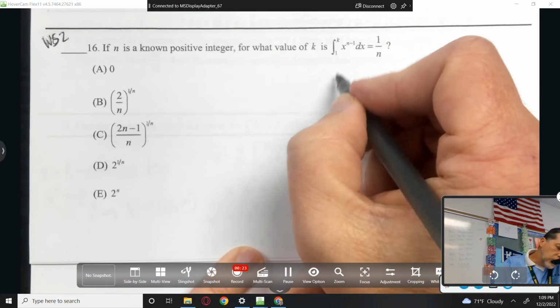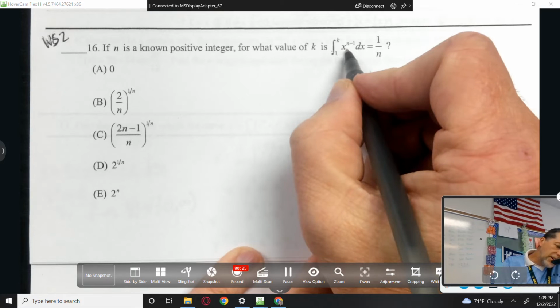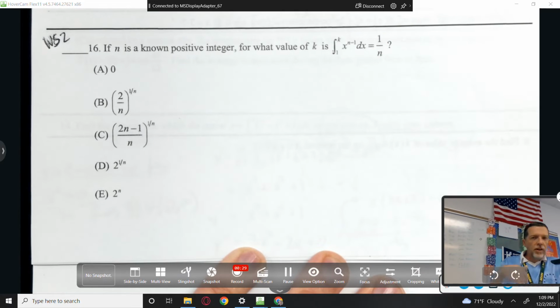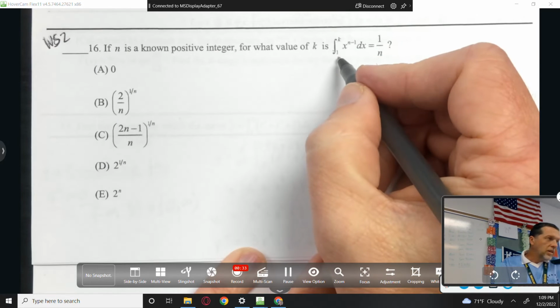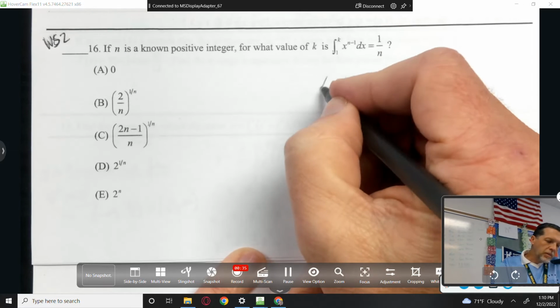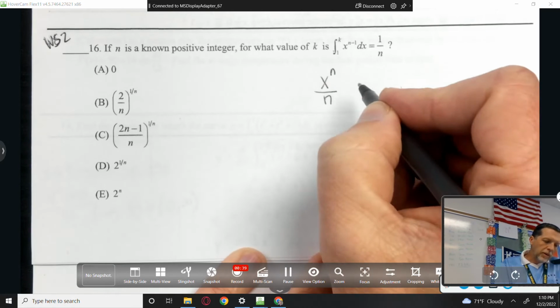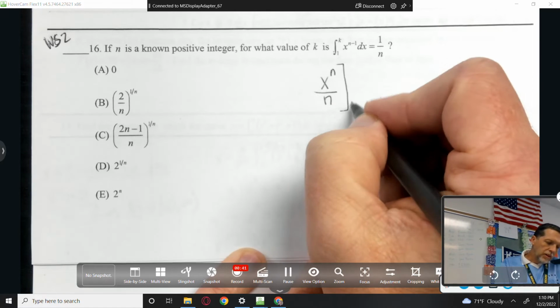Okay, so the antiderivative of the power rule is: increase the power by 1, divide by the new power. Oh, that's why it's weird, because you're adding 1? Yeah. So increase the power by 1, that would get you to n. Divide by the new power, from 1 to k.